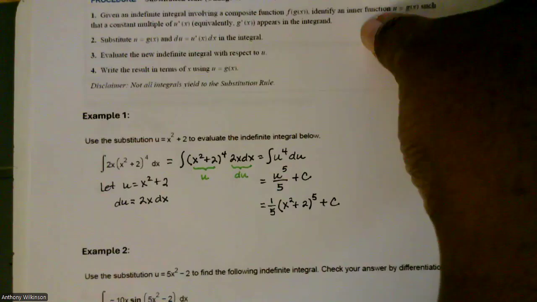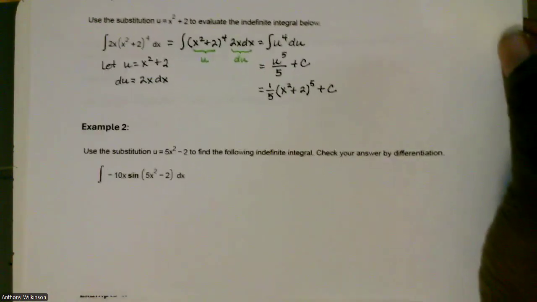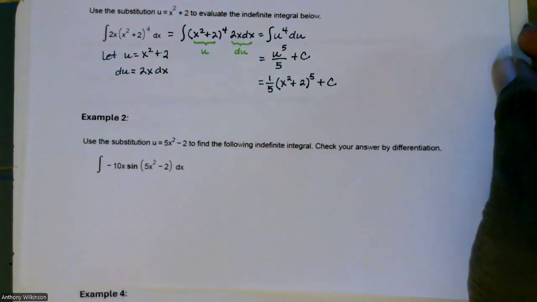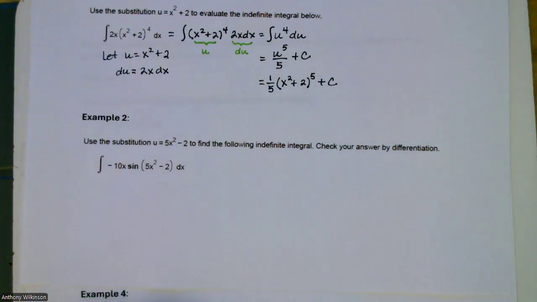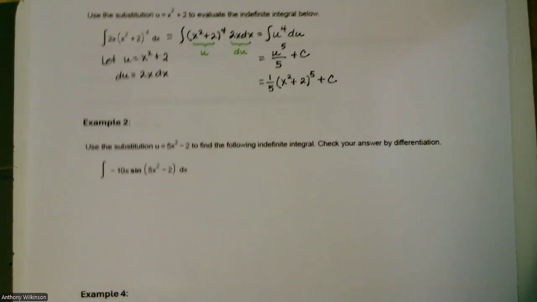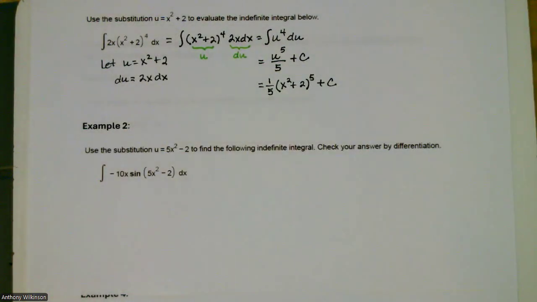Okay, look at example 2. Here we got the integral of -10 sine of the quantity 5x squared minus 2 dx. And you're told to use the substitution u equaling the 5x squared minus 2 to find the following indefinite integral. Okay. And for the sake of time, I won't do the check by differentiation. If you want to do that, you can always check that it's right on your own.